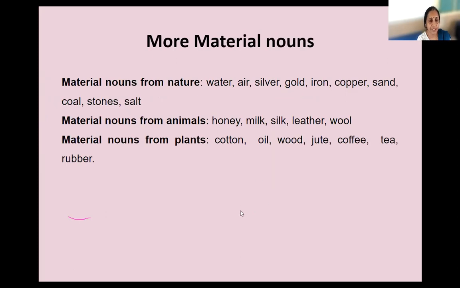We have some more information about material nouns. Material nouns from nature include water, air, silver, gold, iron, copper, sand, coal, stones, salt. So all these different types of nouns can come under the noun material noun. Material nouns from animals: honey, milk, silk, leather, wool are material nouns which you get from animals. Material nouns from plants are cotton, oil, wood, jute, coffee, tea, rubber.